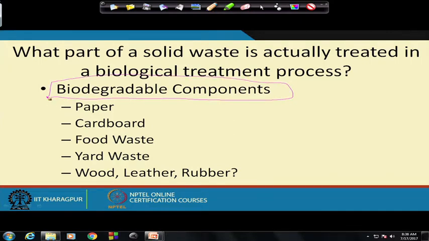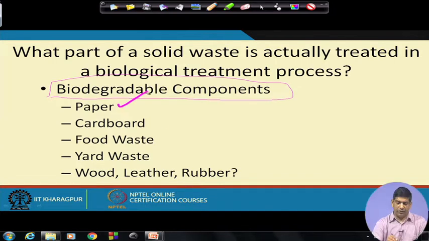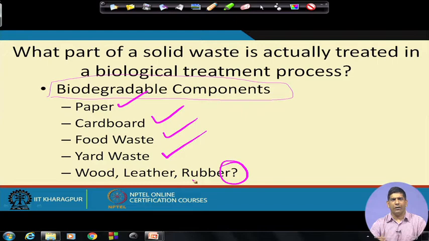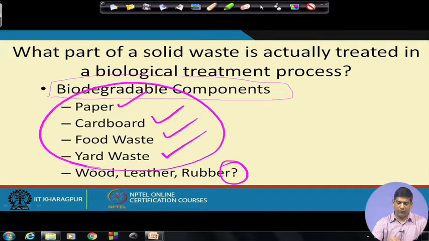Now what are these biodegradable components? They are paper, cardboard, food waste, yard waste or garden waste, wood, leather and rubber. I put a question mark there because in theory they do degrade, but in practice they don't. Wood, leather and rubber actually take a long period of time to degrade, and you don't see much degradation happening. So for the most part you have paper, cardboard, food waste and yard waste.